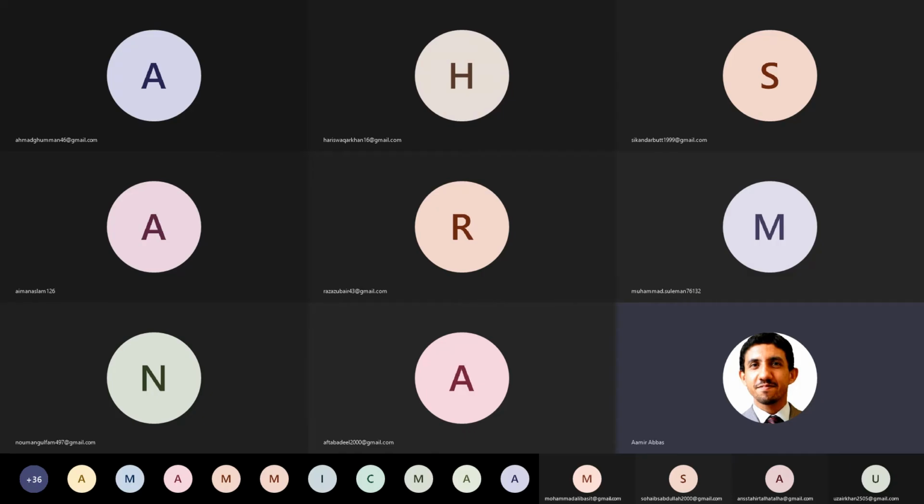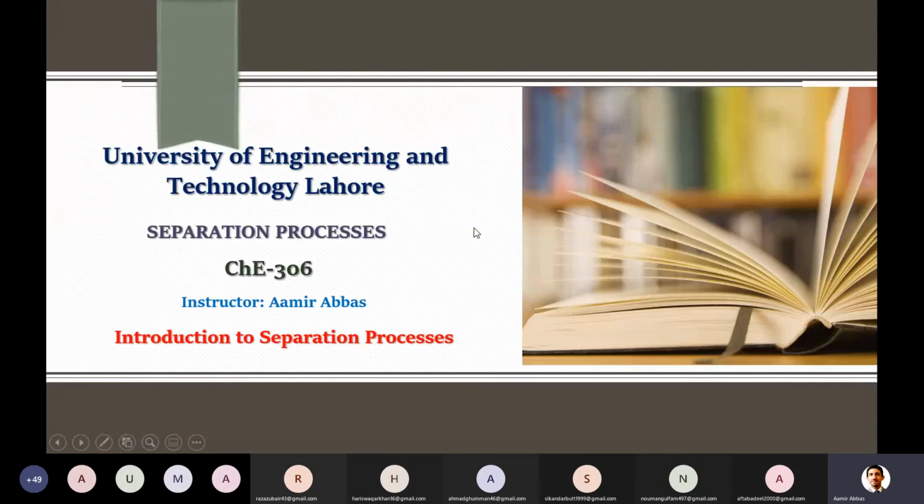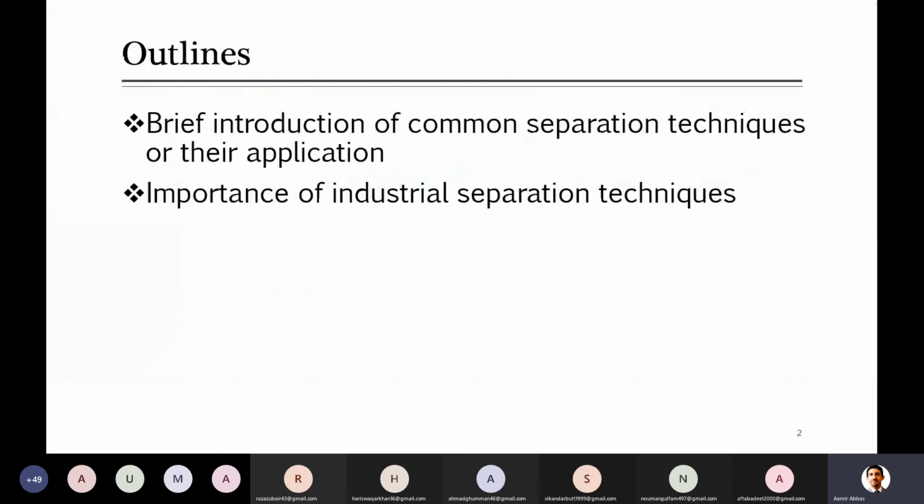Okay, so here our first lecture is about introduction to the separation processes. So today you will be briefly introduced to common separation techniques which we observe in our surroundings. You will see some common processes, some common things which you see every day in your life. We will discuss which separation technique they are connected with, and actually all those principles which are valid for these small applications, small examples, are also valid for large scale applications of the chemical plants.